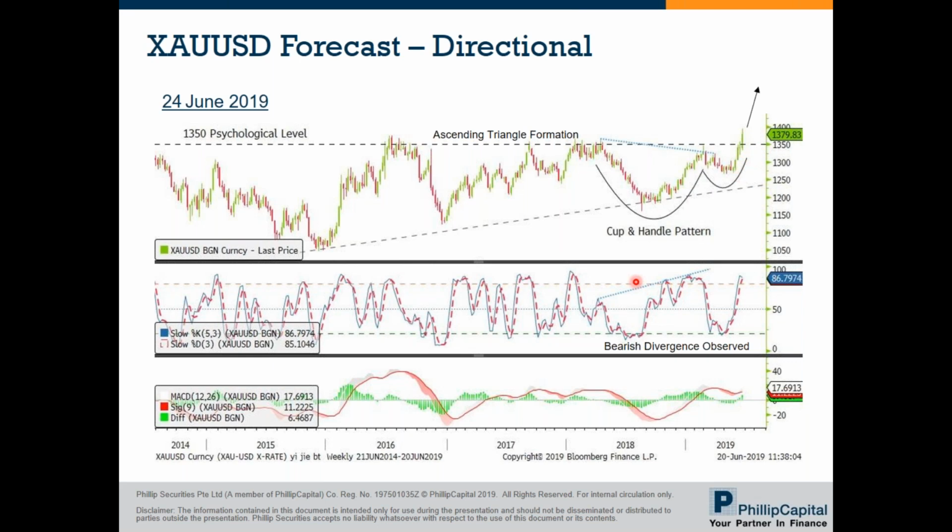Upon applying the stochastics, I see that there is a bearish divergence, which means to say that prices will tend to move higher, right, after it's seen. And in the MACD indicator, I observe that prices are actually in a bullish momentum.